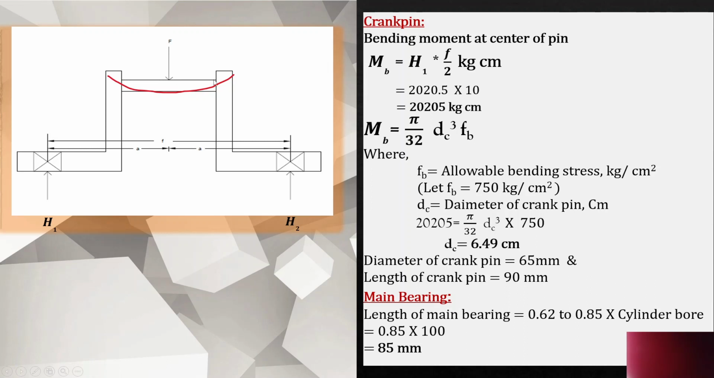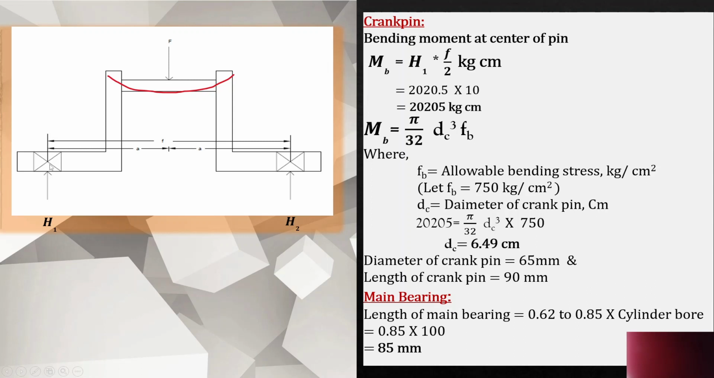Crankpin is considered as a solid circular section. So bending moment will be pi by 32 Dc cube into fb. fb is allowable bending stress in the crankpin. It is 750 kg per centimeter square. Substituting the values of Mb and fb, bending moment and allowable bending stress, diameter of crankpin is 6.49 centimeter, that is 65 millimeter, and length of crankpin is taken as the length of big end, and length of big end as per previous calculation is 90 millimeter. So the dimensions of crankpin are diameter 65 millimeter and length 90 millimeter.